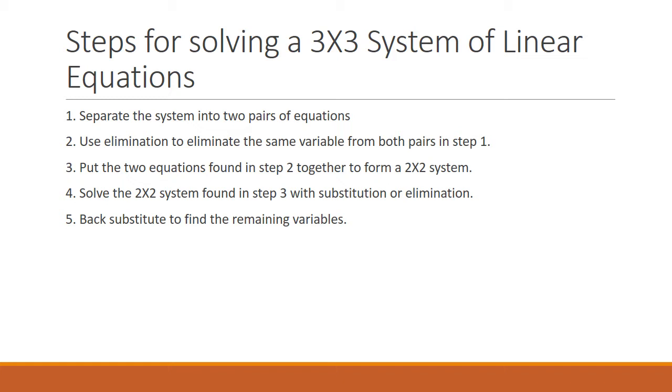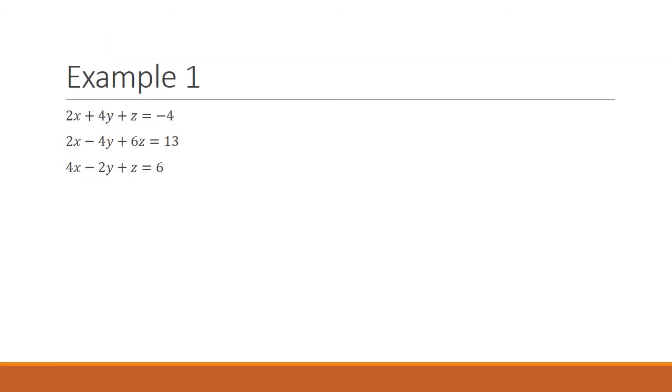The basic idea is make it a 2 by 2 system, solve for those two variables, and then plug it back in and solve for the third one. So in order to do that, we're first going to separate our three equations into two systems of two equations. We're going to eliminate one of the variables, so we just have two variables left, and then we solve it the same way that we did before. So let's go ahead and look at some examples.